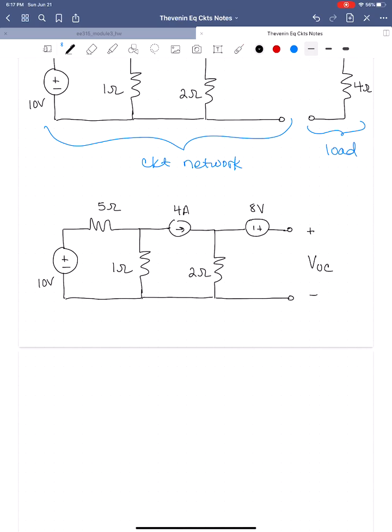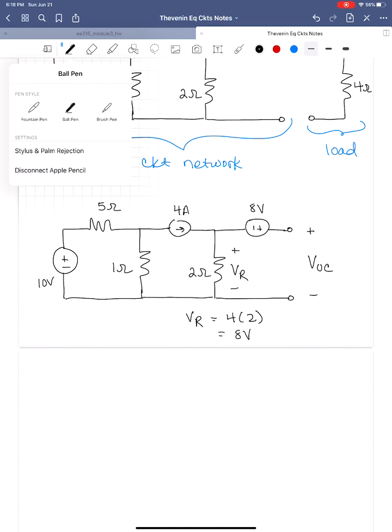Okay, so that makes this quite simple, right? Because we can label this voltage and we'll call it V sub R. And we know by Ohm's law that V sub R is going to be 4 times 2 or 8 volts. Okay, fantastic, right? So now the circuit's very easy to solve. We didn't have to write a single nodal equation. We won't have to write a mesh equation. We will have to write a simple KVL equation. All right, and so we're going to do that.